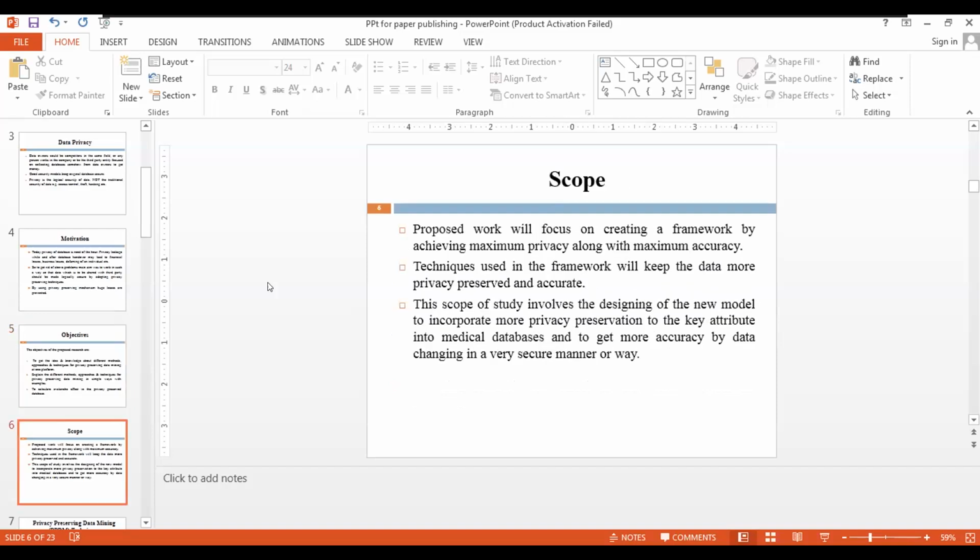The scope of this proposed work is that we can easily create our framework using the different privacy models and approaches. We can conclude easily which technique will keep our data more secure, and this will help in designing new models in a very easy way.